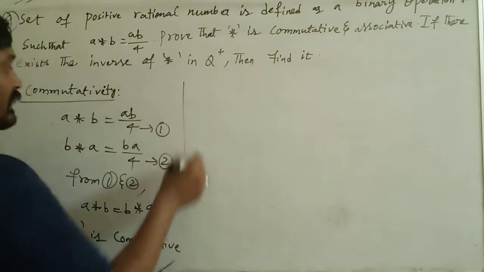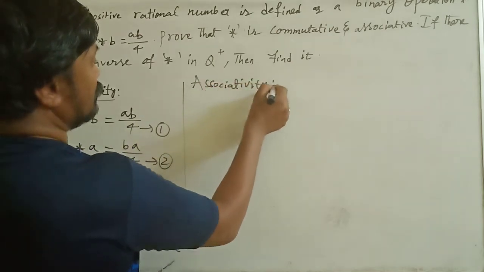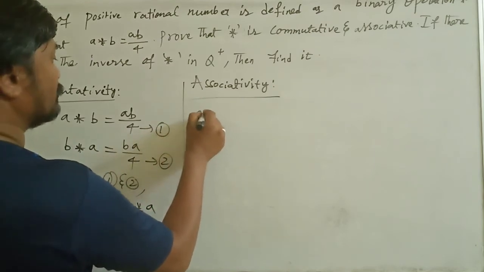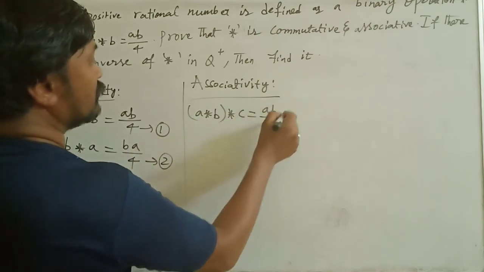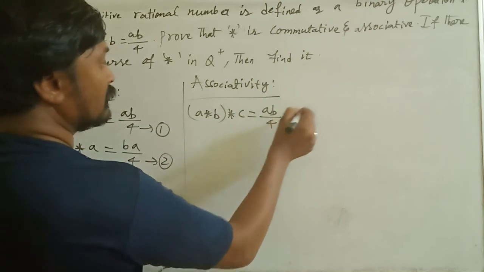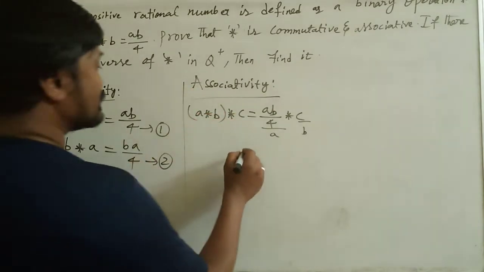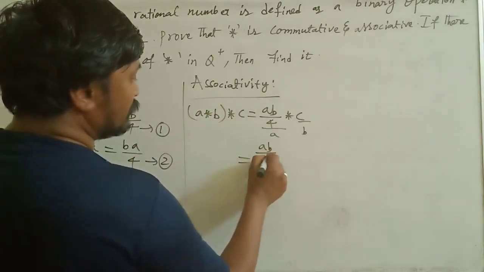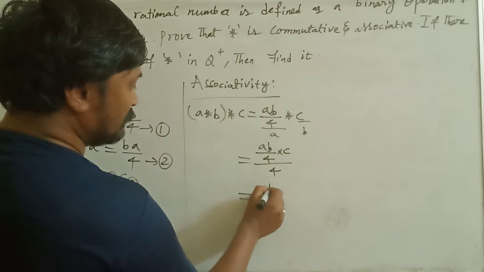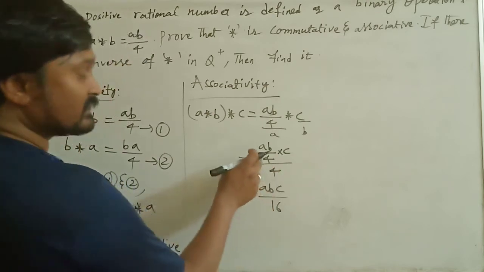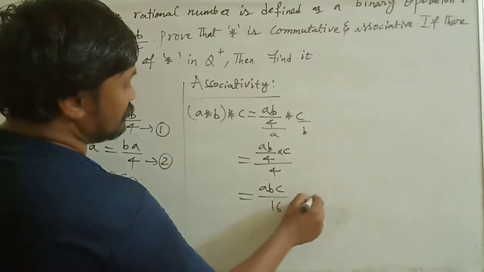Next, associativity. Let me check (a star b) star c first. a star b is ab upon 4, star c. Now this whole is a and this becomes b, so ab upon 4 into c upon 4. That is nothing but abc upon 4 4s are 16, because the numerator having the denominator goes to the denominator, so 4 4s are 16. This gives equation number 1.